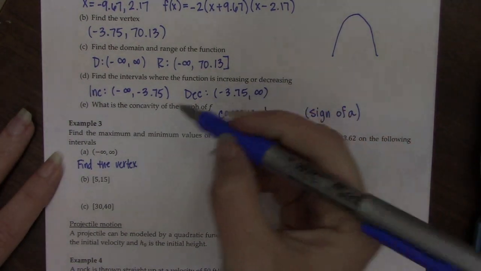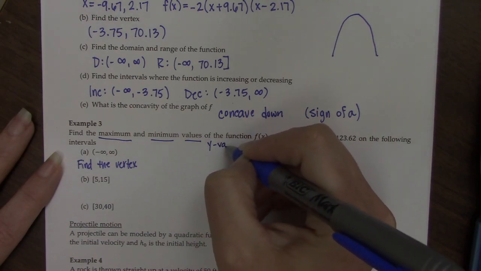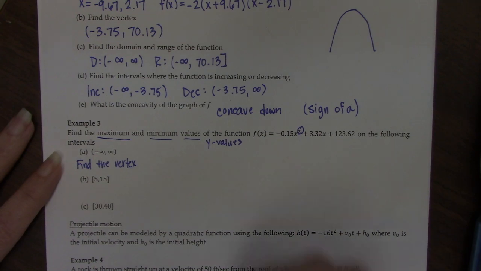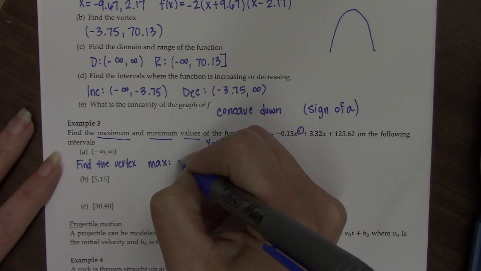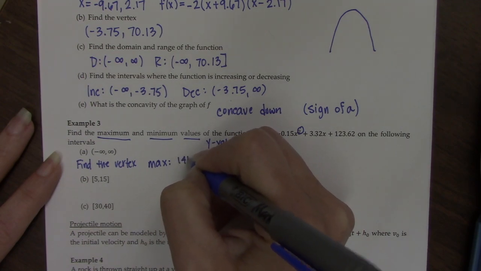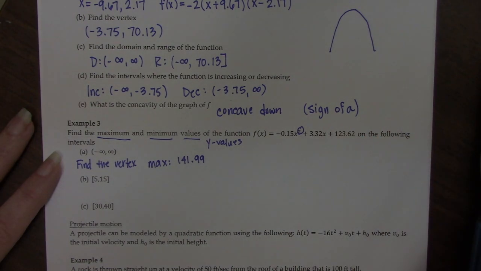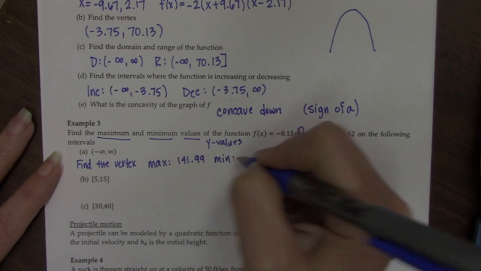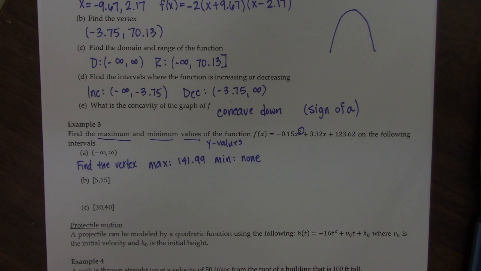So maximum and minimum values of the function, those are y values. What's the biggest y value and smallest y value that comes out? So the maximum y value is 141.99. Now this is a parabola that opens down, so if I'm looking at the entire function, there is no minimum because the function just goes down to negative infinity, so it never really stops.